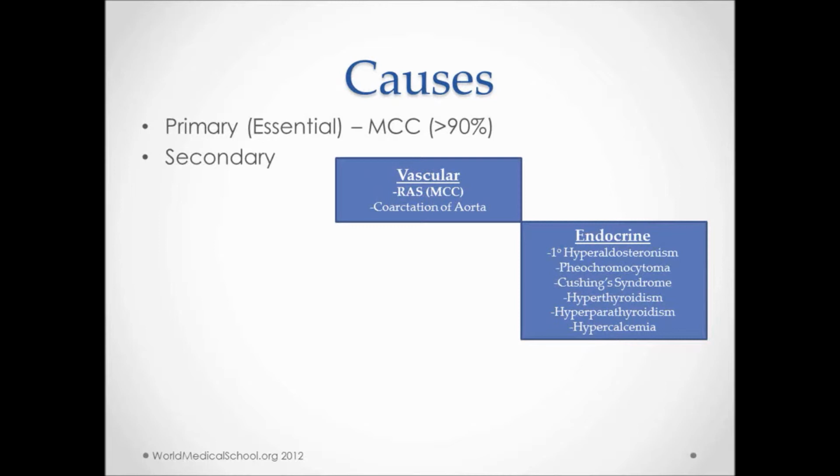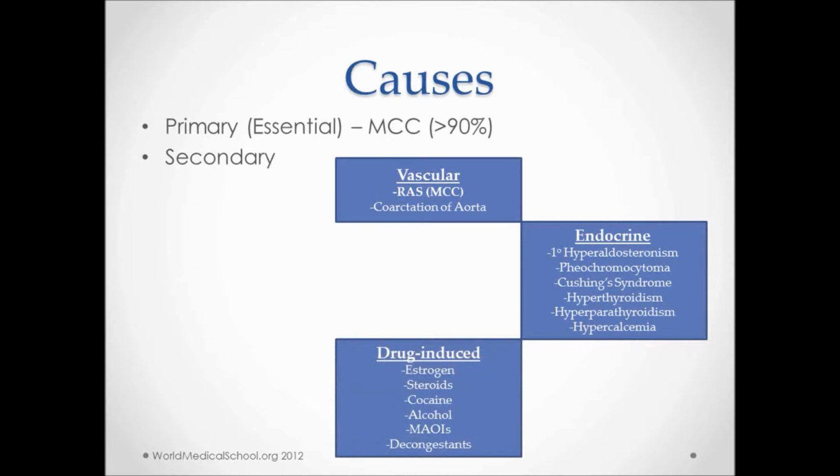Next, some drug-induced causes of hypertension. Estrogen is a common cause in young females who are on birth control pills. Steroids is seen in young male athletes. Cocaine can also be seen in young adults who present with chest pain due to cocaine-induced vasospasm. Alcohol is also a significant cause of hypertension.